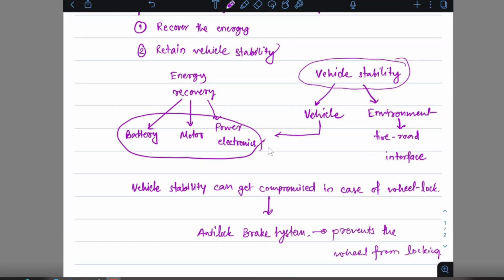So let's try to understand and draw a block diagram of various systems, and let's ask which component may ask what kind of questions to us while designing a regenerative system. So let's consider a pure electric vehicle.